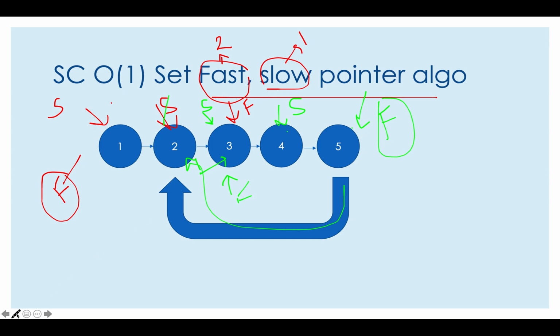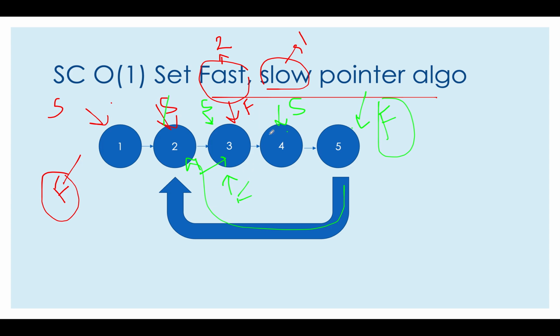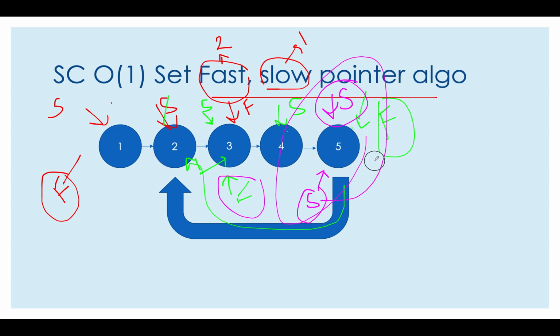and let's change the color of the pen for the next iteration. And slow moves to the next place again. So slow points here, and this time fast also points to the same position. Since both of them turn out to be at exactly the same position, that means there's a cycle in the graph, and we return true in that case.